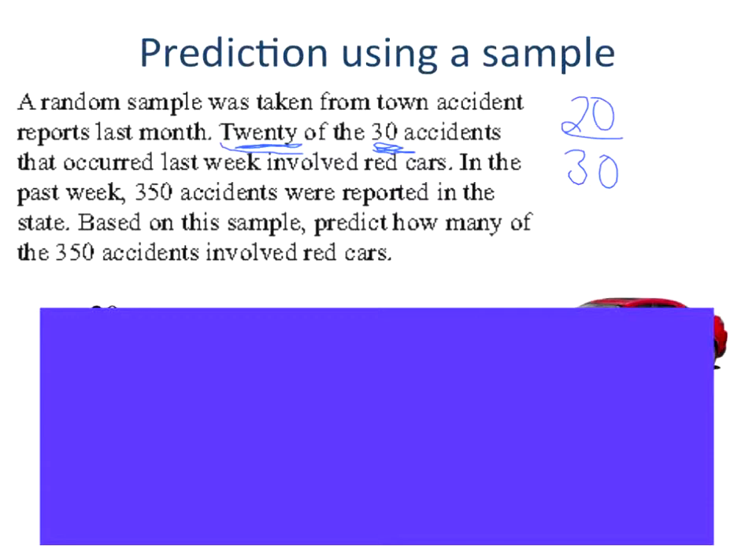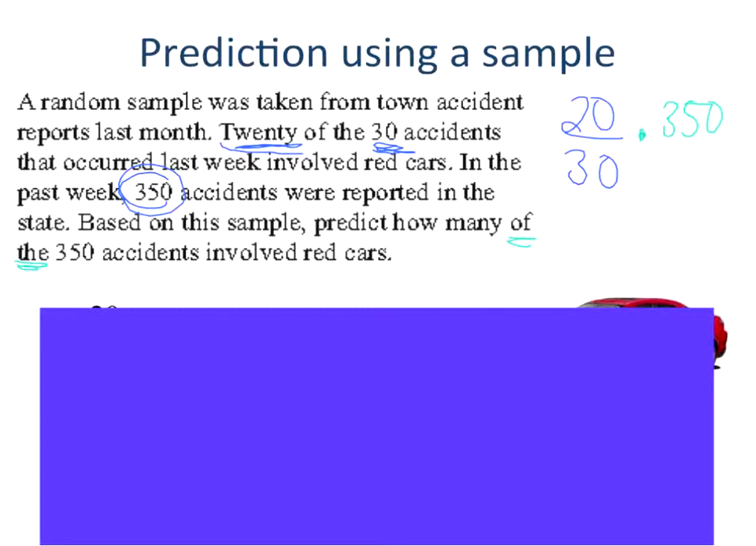In the past week, 350 accidents were reported in the whole state. So based on this sample, we're probably going to use 350. Predict how many of the 350 accidents involved red cars. I highlighted the words "of the" because in math that means something specific. How many of the? What does the word "of" mean in math? When you hear the word "of"... not divide, close though. Multiply. Of means multiply. So I'm going to take my proportion and multiply by 350.